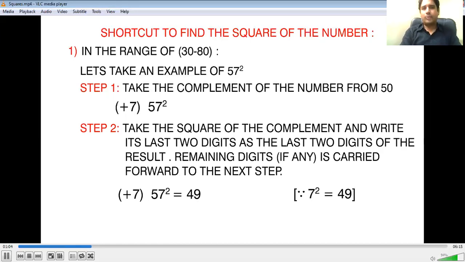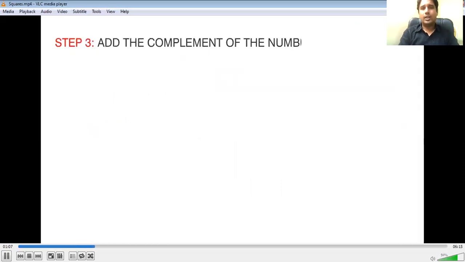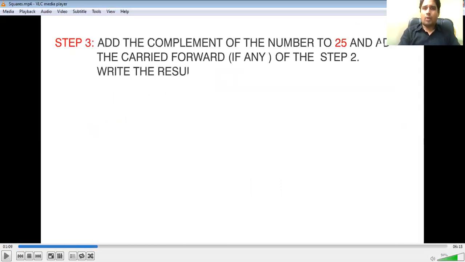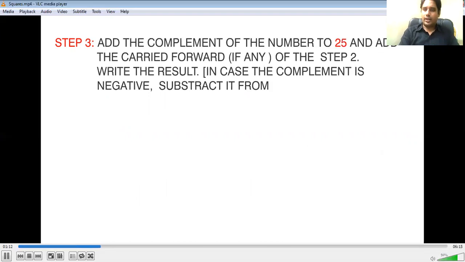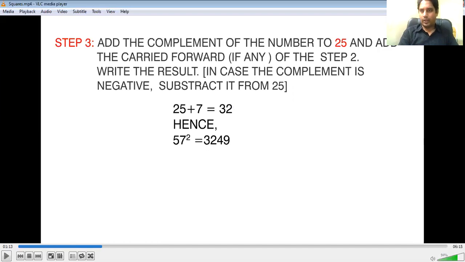Now, step 3. For this example, that is 57 square, you would always add or subtract the complement to 25. This 25 is fixed here, 25 as in 5 square. So 5 square plus minus complement. Whatever number you take in the range of 30 to 80, step 3 is nothing but adding or subtracting the complement from 25. So in this case, 7 was the complement. It is positive. So 25 plus 7 becomes 32. We'll place 32 before 49. Hence our result becomes 3249. So 57 square is equal to 3249.